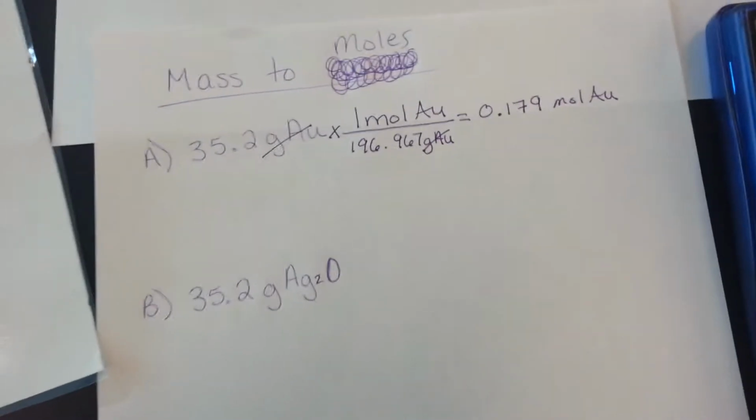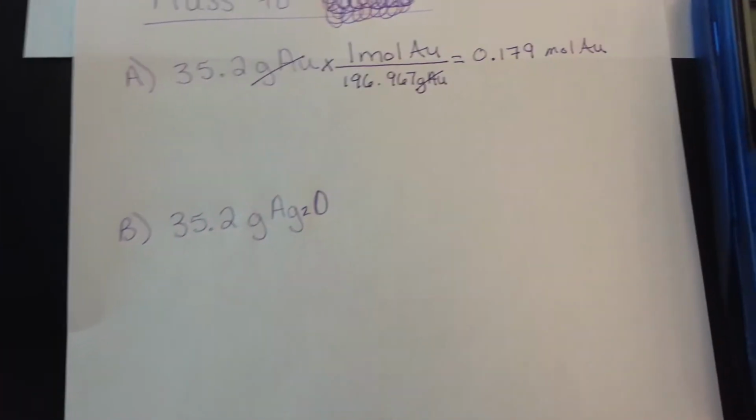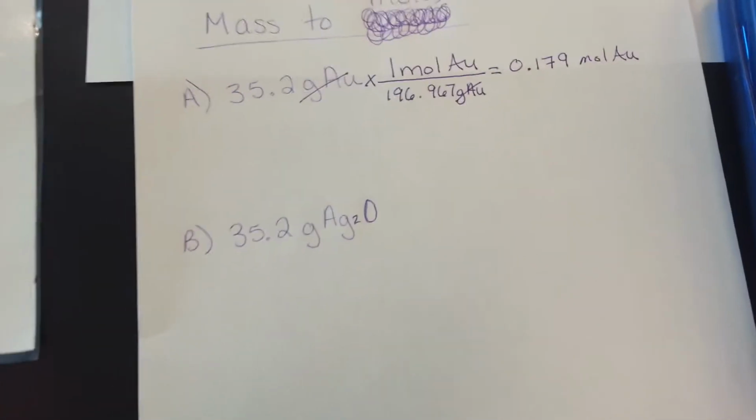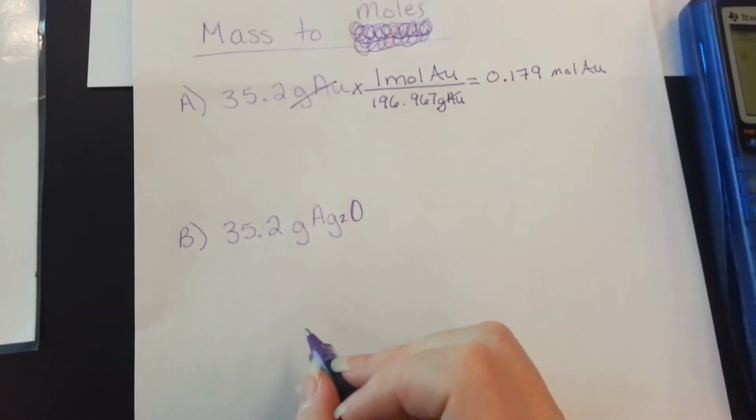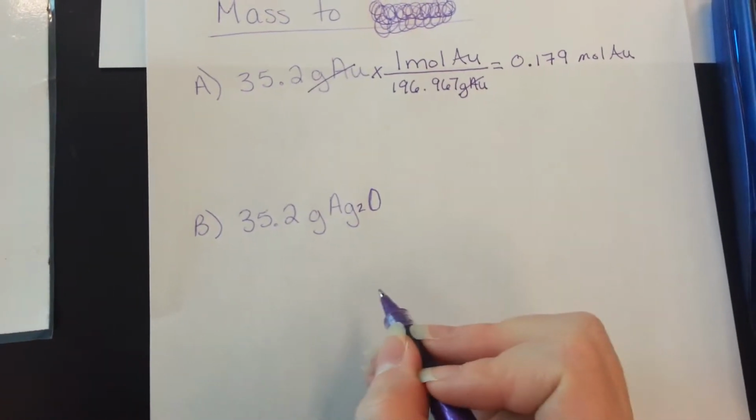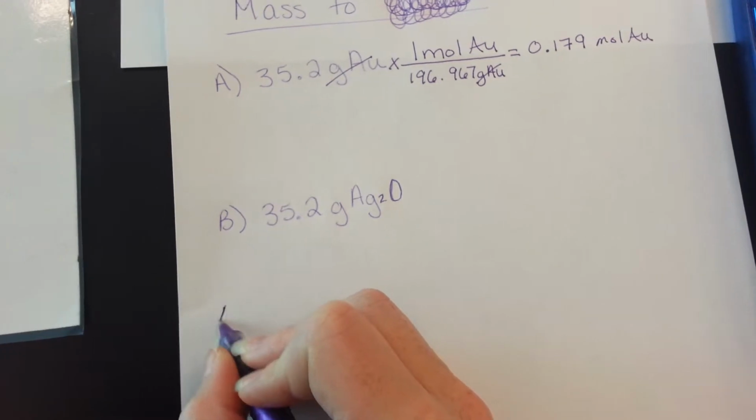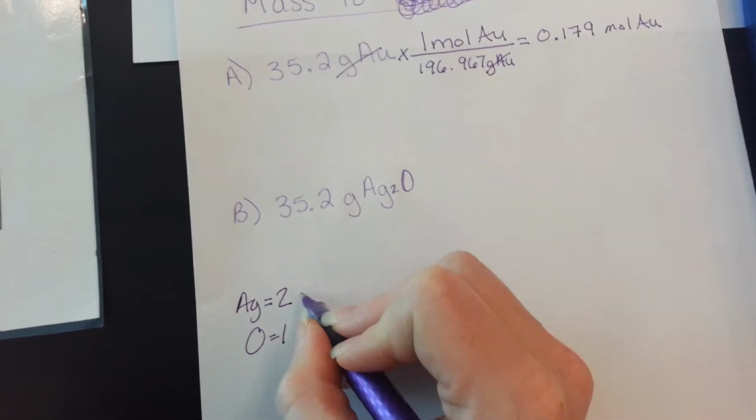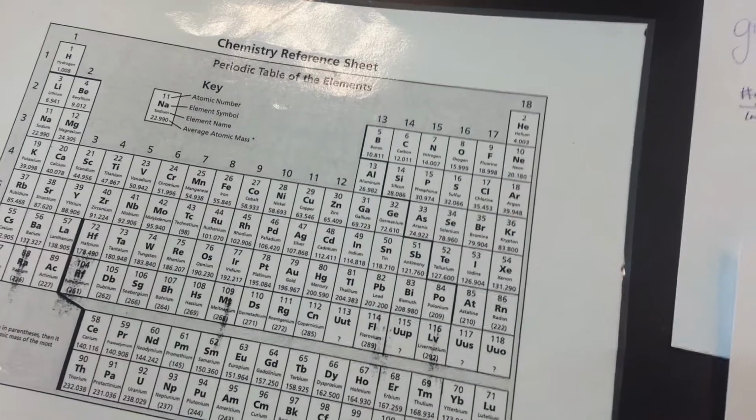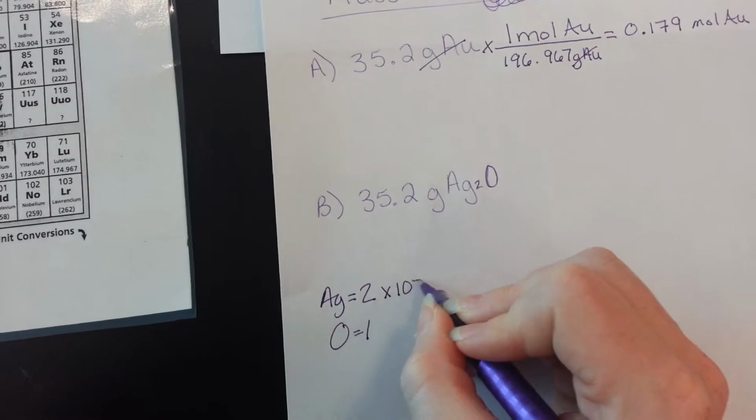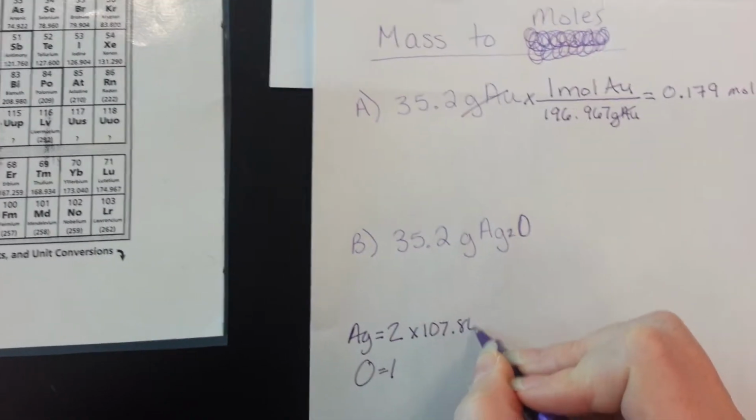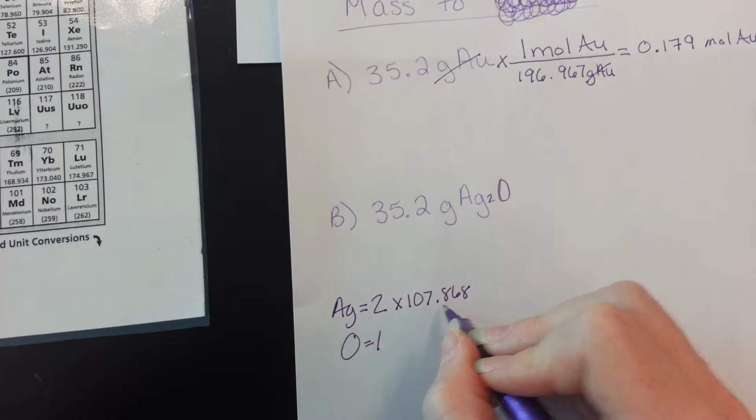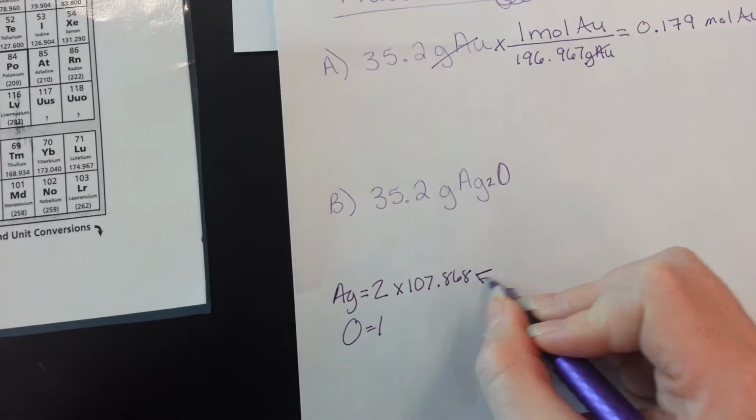But now I have this lovely compound. I can't just find a list that has all the compound molar masses. So before I can actually do the problem, I have to come to the side and say, okay, for Ag is silver, and I got 2 of those. O, I have 1 of those. So I know that the molar mass of silver from the periodic table, right there, is 107.868.